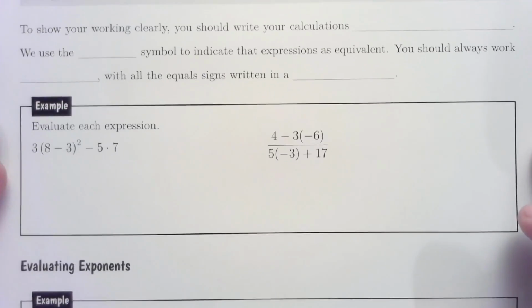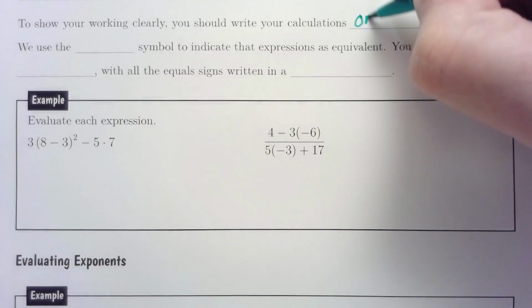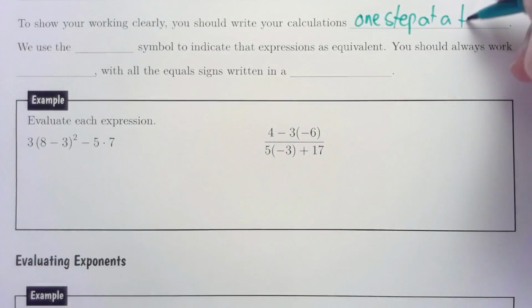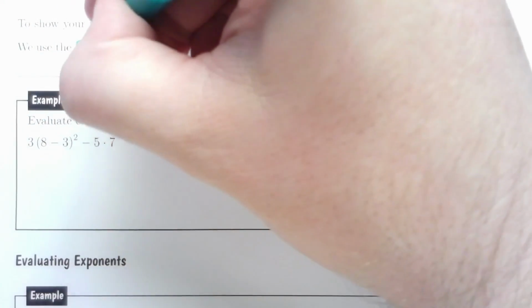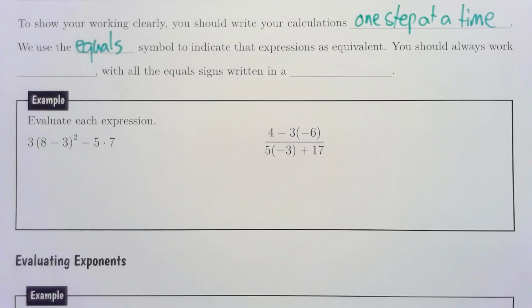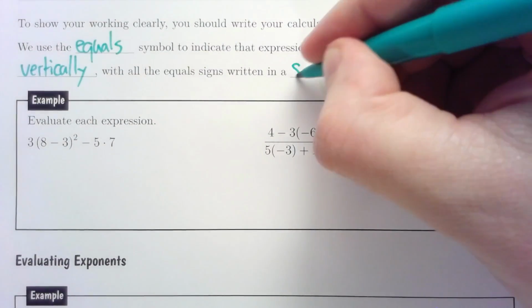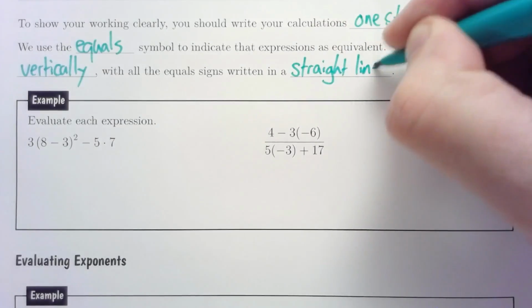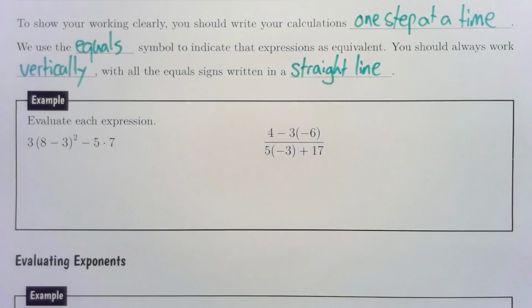Now to show your working clearly, you should write your calculations one step at a time. We use the equal symbol to indicate that expressions are equivalent. You should always work vertically, with all the equal signs written in a straight line. Let's practice evaluating some expressions, but also practice writing our working correctly.